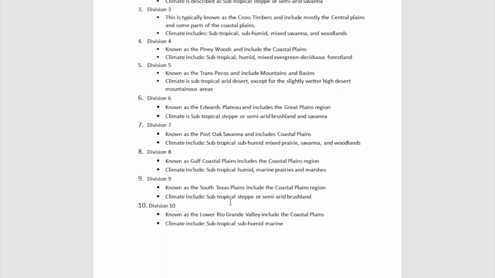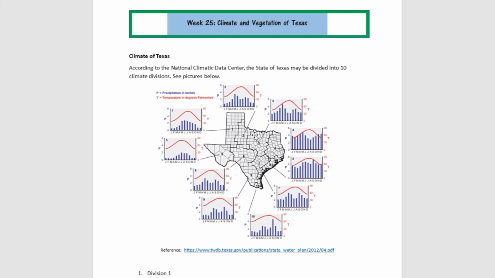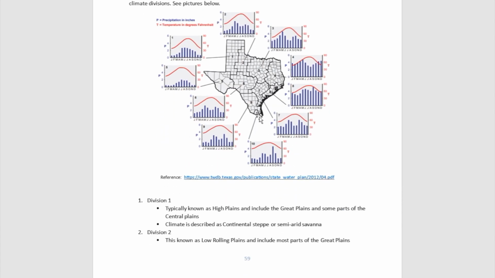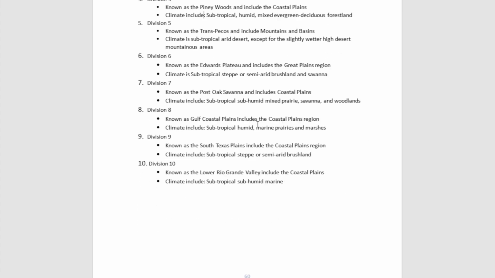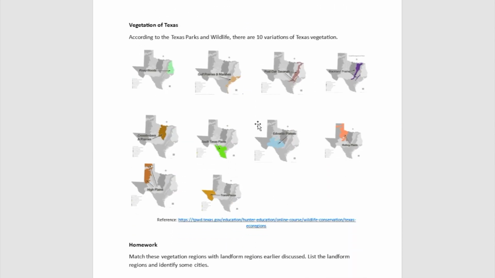Division number 9 is going to be subtropical, semi-arid brushland. Division number 10 is going to be subhumid marine over there. So please take a look at this chart over here to just try to understand the different climatic divisions in Texas. Then what about the vegetations of Texas?